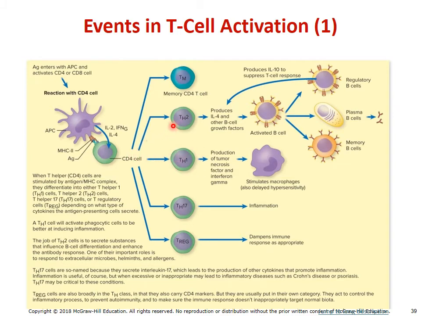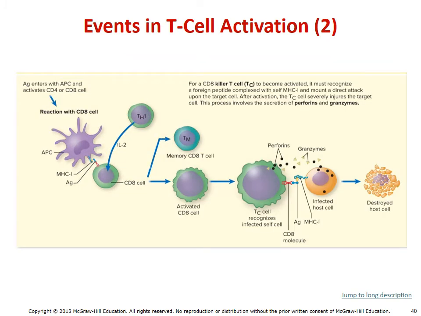There are several different T helpers here. Th2s are going to help activate things like B cells. Another note here, notice how B cells can activate even T helpers, because B cells can present antigens as well. Notice Th1s typically produce tumor necrosis factor that helps stimulate macrophages. We also have Th17, which promotes things like inflammation, and then regulatory T cells actually help bring down the responses of the immune system.